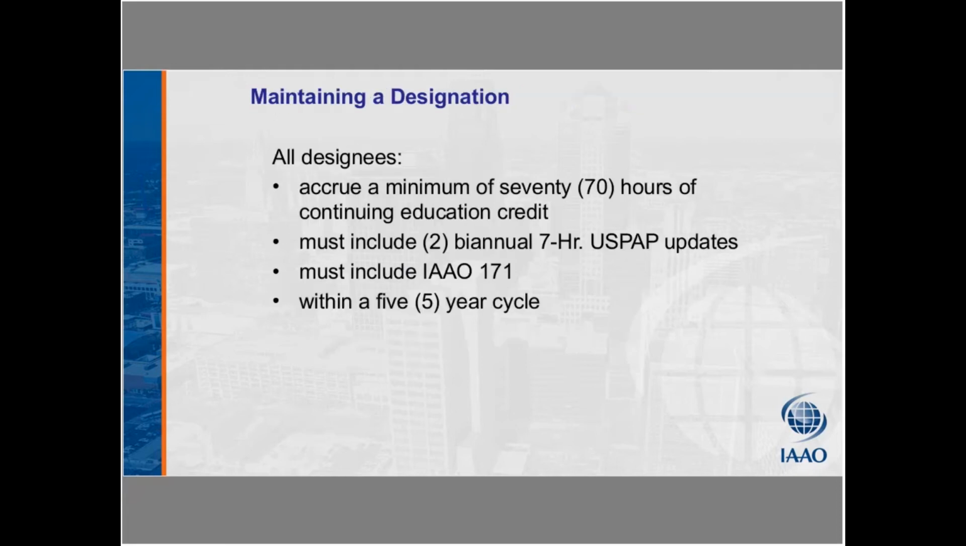And then, obviously, maintaining the designations, you have a 5-year cycle. Within that 5-year cycle, there are certain requirements as far as the USPAP updates and 70 hours of continuing education credit. You have to retake or recertify the ethics course, IAAO 171, and once again, all that must be done within a 5-year cycle.